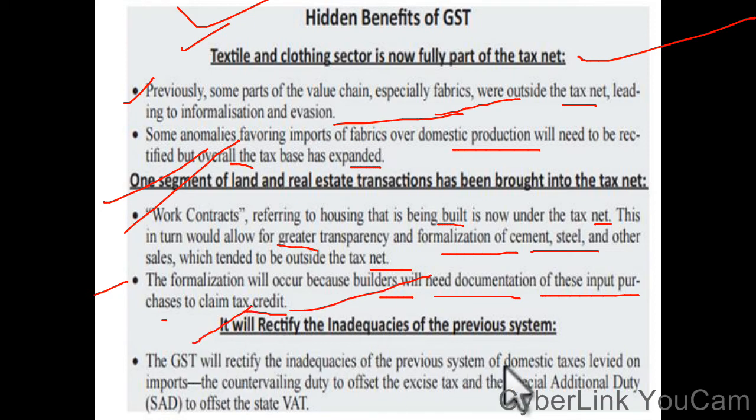It will rectify the inadequacy of the previous system. The GST will rectify the inadequacy of the previous system of domestic taxes levied on imports: the countervailing duty to offset the excise tax, and the special additional duty to offset the state VAT.